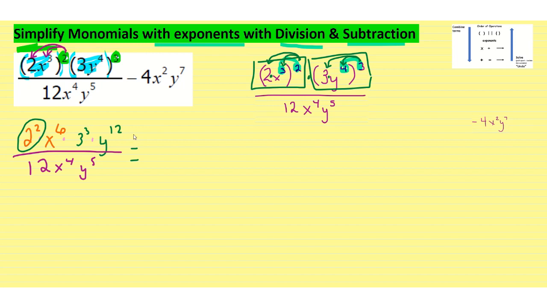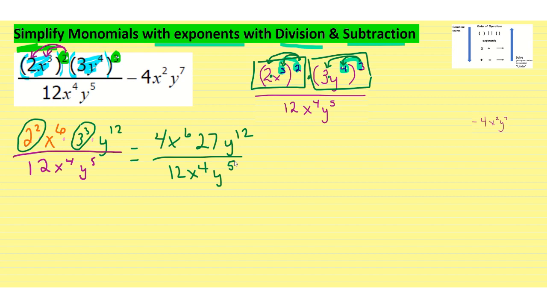2 squared means 2 times 2, and 2 times 2 is 4. Okay, and x to the 6th is still just x to the 6th. And then can I work out 3 cubed, which means 3 times 3 times 3? Yes, 3 times 3 times 3 is 27. Like I said, I'm going to let you use your calculator to figure that out. And then I've got the y to the 12th. And again, in the denominator, I've got 12 x to the 4th, y to the 5th.